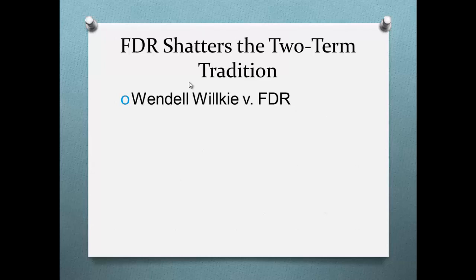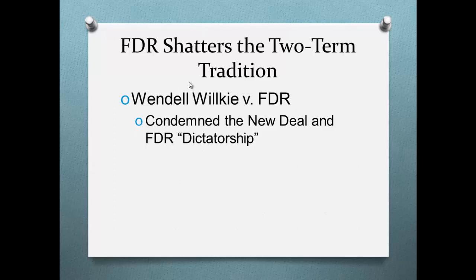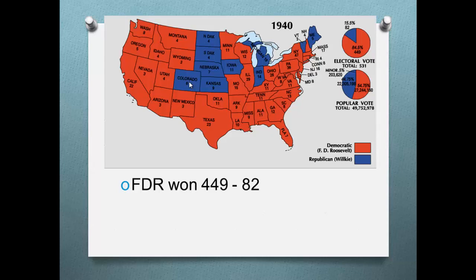In 1940, FDR runs for his third term. He shatters the two-term tradition. He's running against a guy by the name of Wendell Willkie, who condemned the New Deal, hated it, and thought the government got too big, was taxing too much, was producing a society that was against his idea of America, and he even accused FDR of being a dictator. And FDR whoops him in this election, as you can see, 449 to 82. So Willkie wins 10 states.